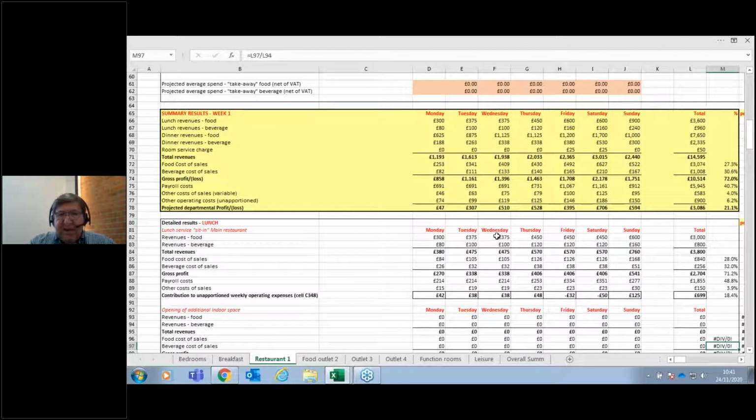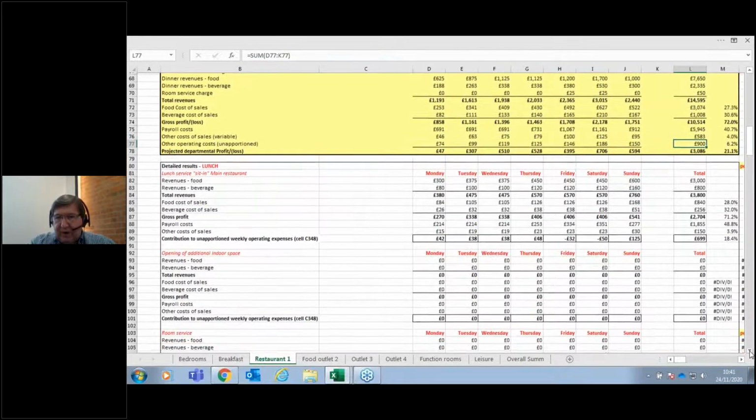And then again, it analyzes by detailed results. So lunch in the sit-in restaurant, there's the revenue each day. There's our cost of sales each day, so 28%, 32% cost of sales ratios. There's the allocation of staffing, so nearly 50% on staff for the week, and there's our other variable costs. So we're making a £699 contribution from the restaurant to that fixed cost for the week of £900.